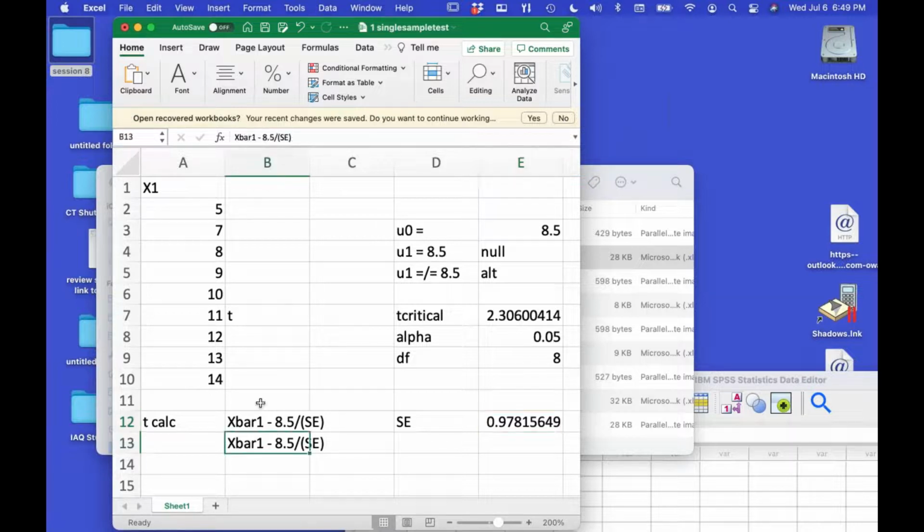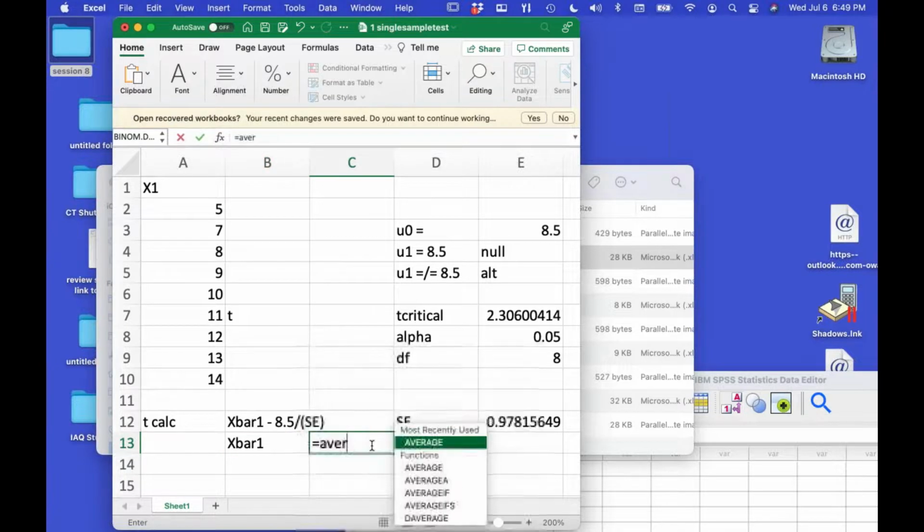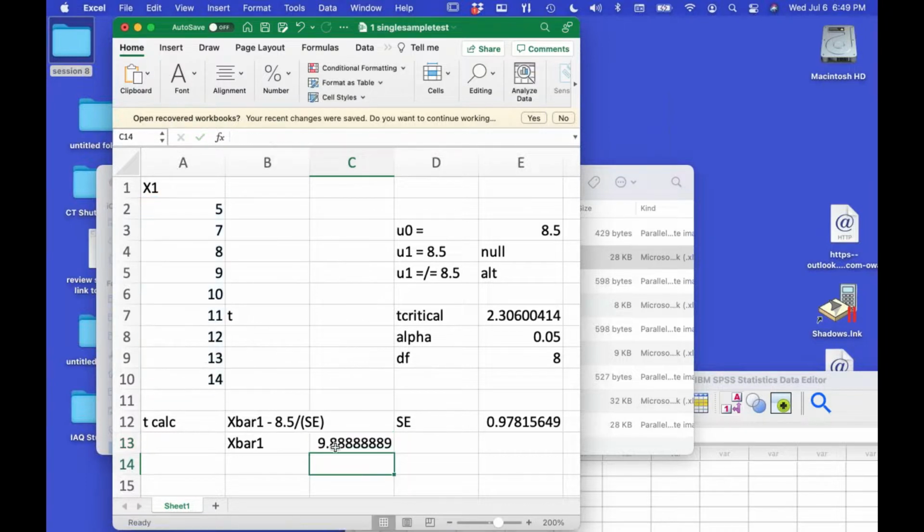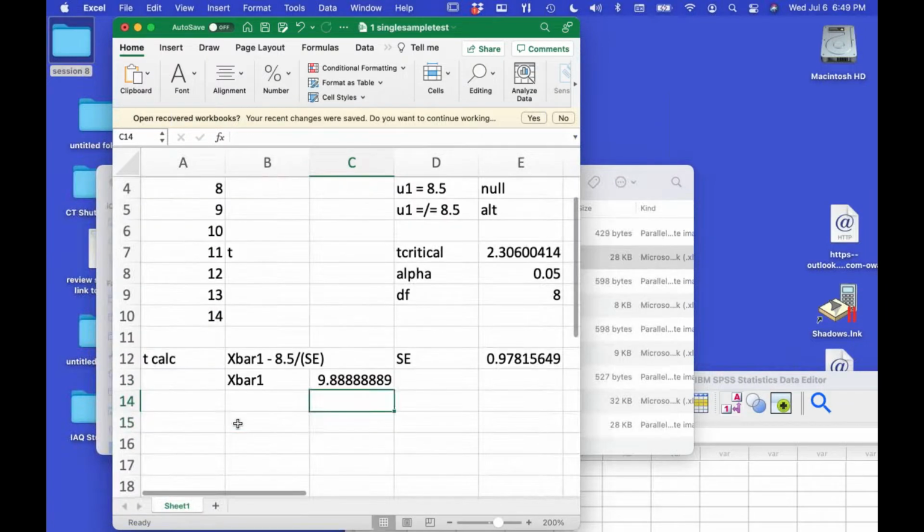Okay, let me get in here. Let me delete that. I think I'm okay now. Okay, what's the average? The average of all these is equal to 9.8. So now I'm going to do my t calculation.